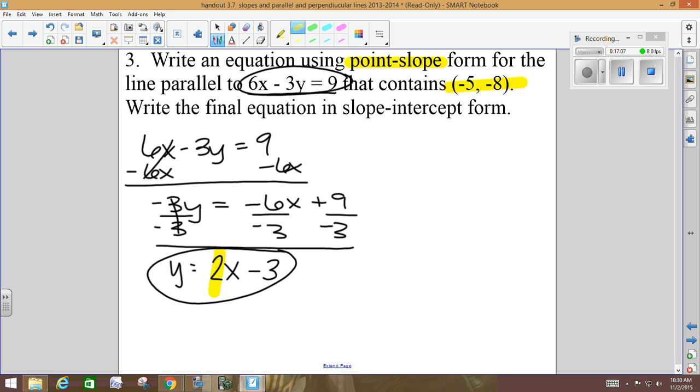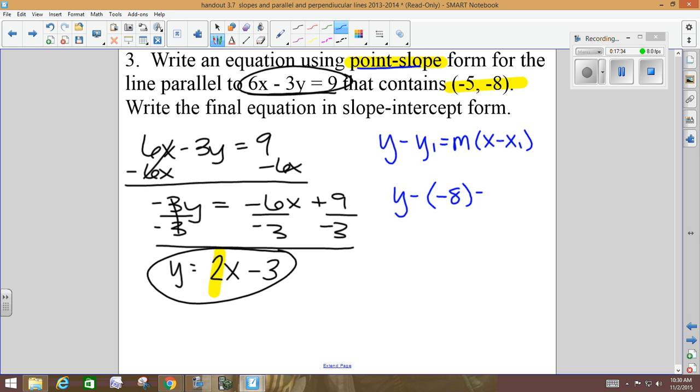Okay, so I'm going to write the equation of a line that's parallel to this one and goes through -5, -8. If they're parallel, what slope should I use? 2. All right, so now using point slope form, y minus y1 equals m times the quantity x minus x1, we're going to write our equation. Which value should I substitute for y1? -8. Good. How about for my m? 2. How about for my x1? -5. Good.